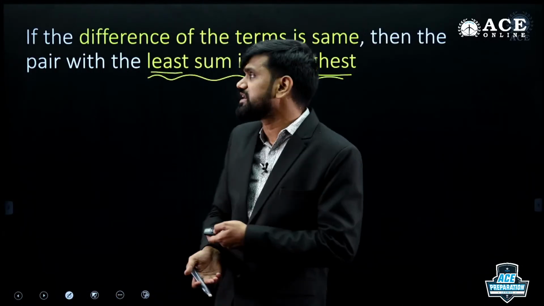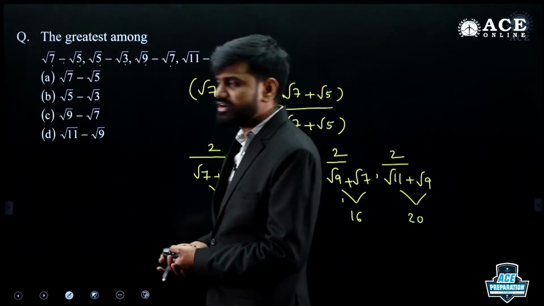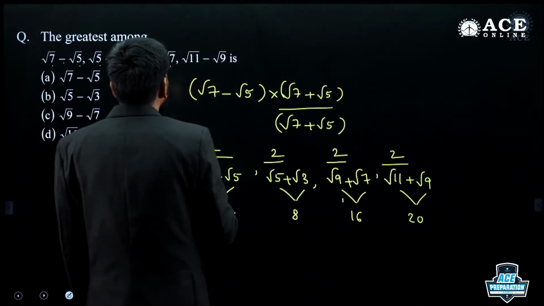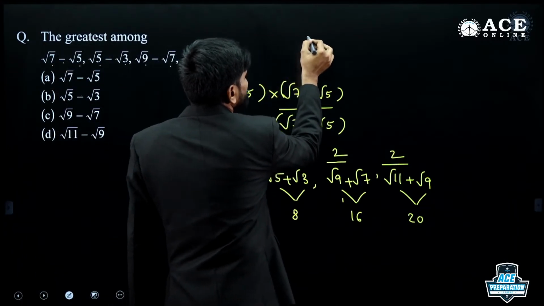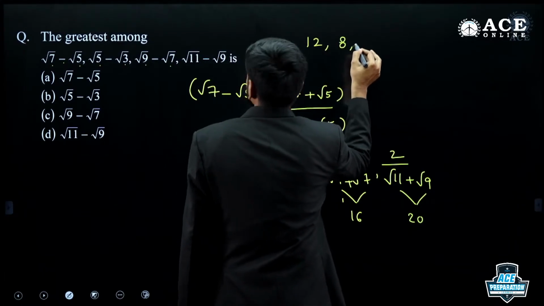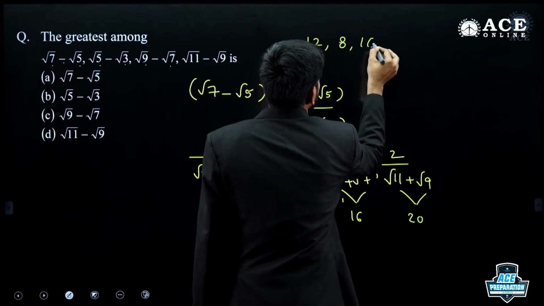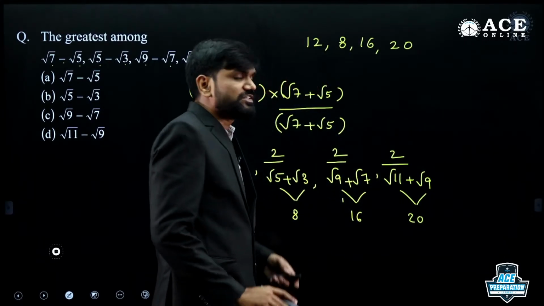So here in the question they are asking for the greatest or smallest, whichever. What we will be doing here is, everywhere the difference is same, I'll just check the sum. In the first case, sum is how much? 12. In the second case, sum is how much? 8. In the third case, sum is how much? 16. In the fourth case, sum is how much? 20.